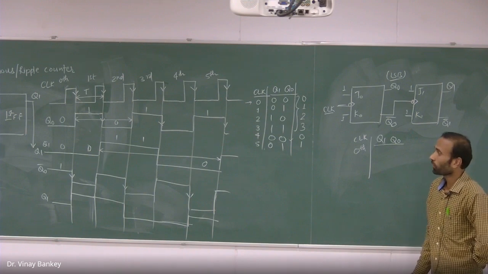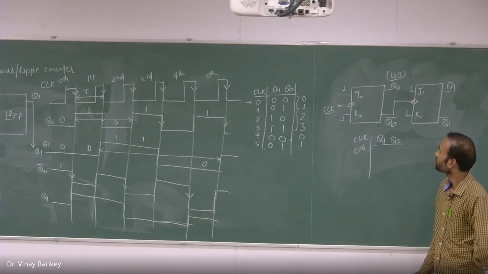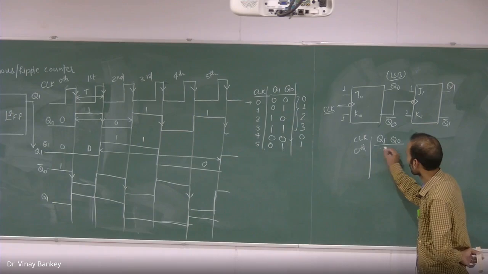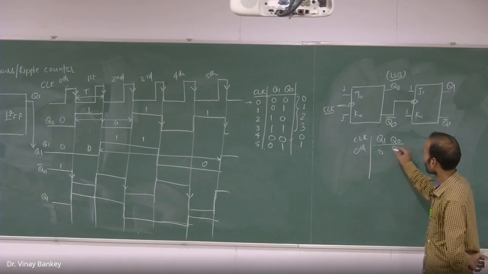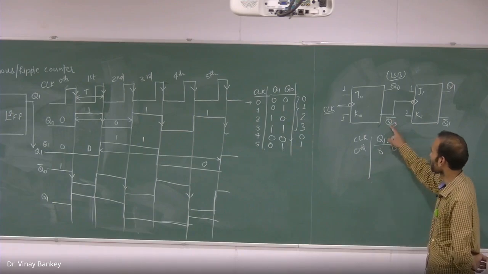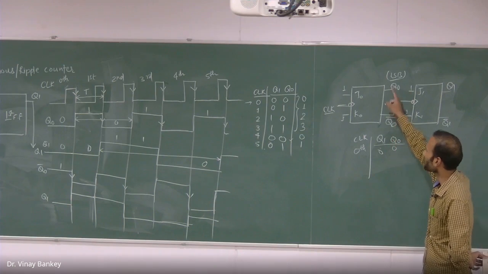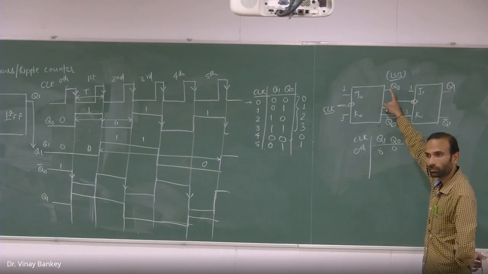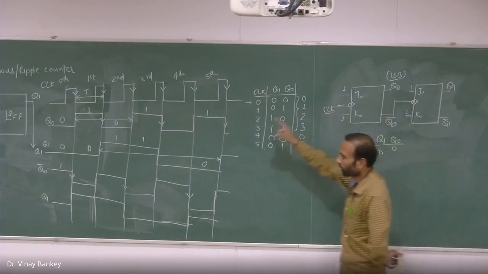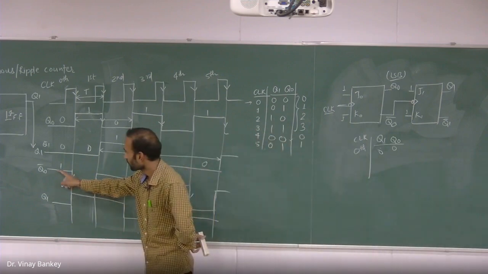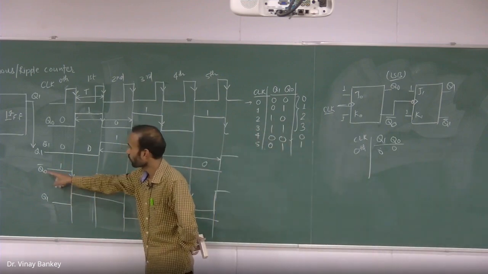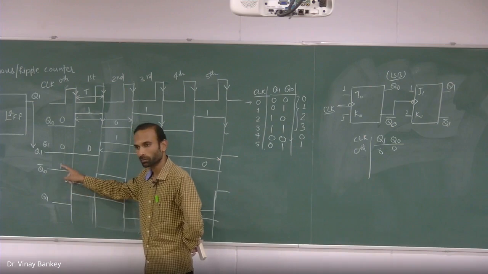For the 0th clock pulse, what is the output? 0, 0. Because we are not observing Q bar. Sorry, Q0 bar. We are observing Q0. So 0 for this one, it will be 0. Q0 will be 0 because Q bar is 1.